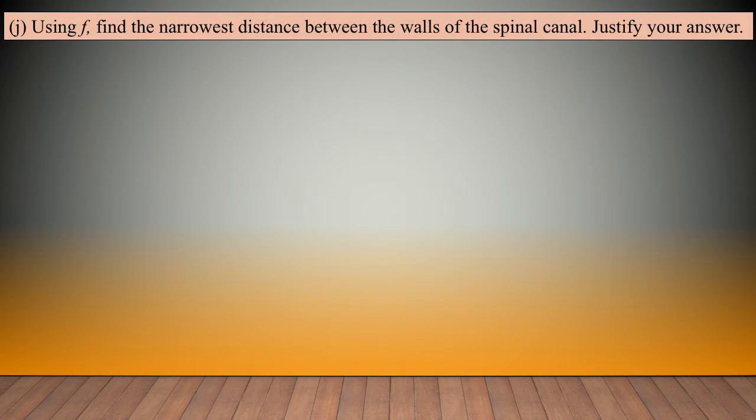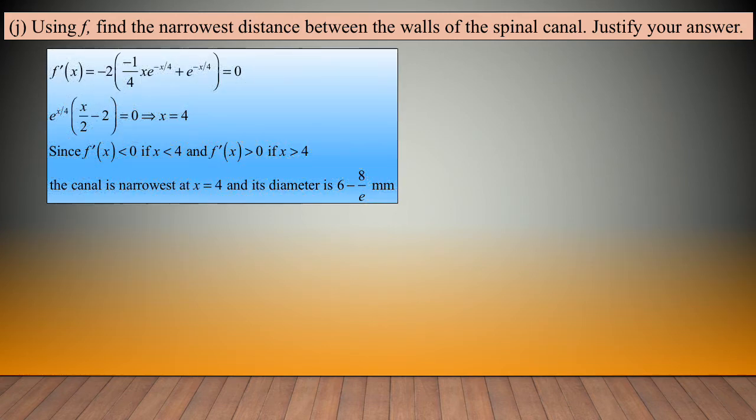Part J reads, using f, find the narrowest distance between the walls of the spinal canal. Justify your answer. This is a max-min problem. We would like to minimize f, which is the distance between the walls. So we look at f prime of x, which is negative 2 quantity, negative 1/4 x e to the negative x over 4 plus e to the negative x over 4, and set that equal to 0.